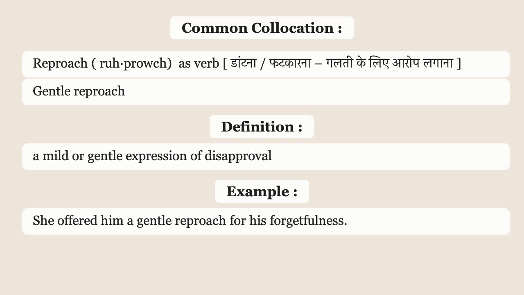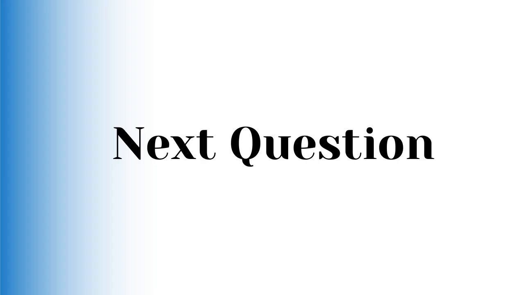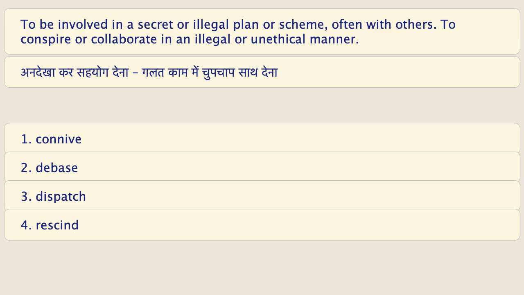Gentle reproach. Definition: a mild or gentle expression of disapproval. Examples: she offered him a gentle reproach for his forgetfulness. Next question. To be involved in a secret or illegal plan or scheme, often with others. To conspire or collaborate in an illegal or unethical manner.